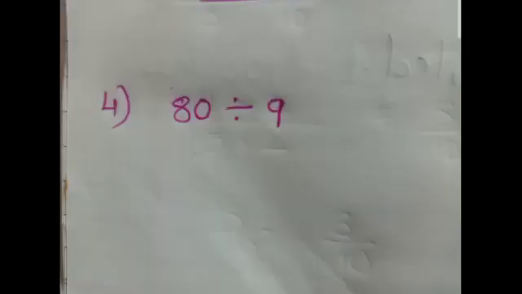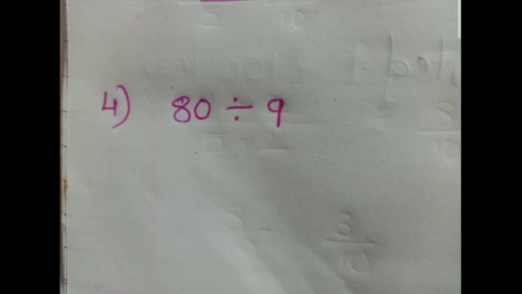Now students, the fourth one is 80 divided by 9. In this, 80 is the dividend and 9 is the divisor. The first number in the dividend is 8. Now 8 is less than 9, so you cannot do anything because you can't do 9 ones are 9 and 8 minus 9. No. So you have to take both the numbers together, that is 80. You have to find out if 80 is coming in 9's table. Is 80 coming in 9's table?